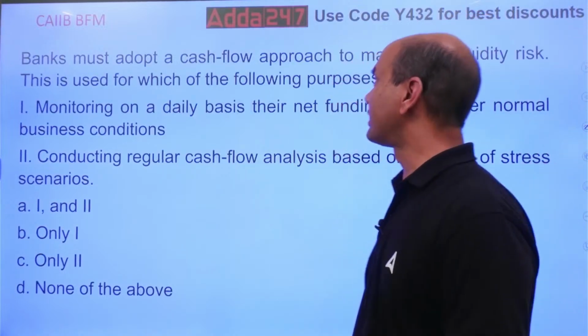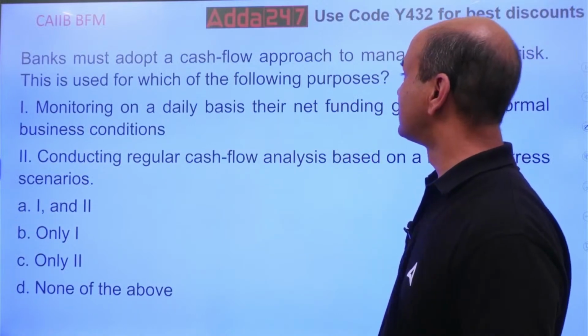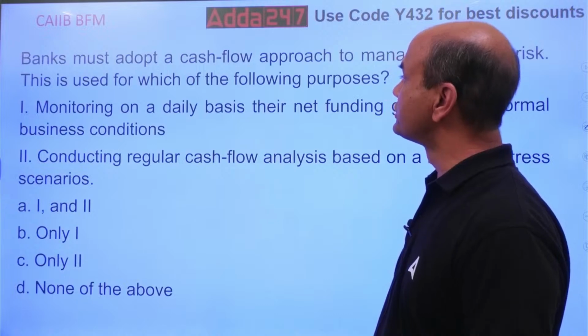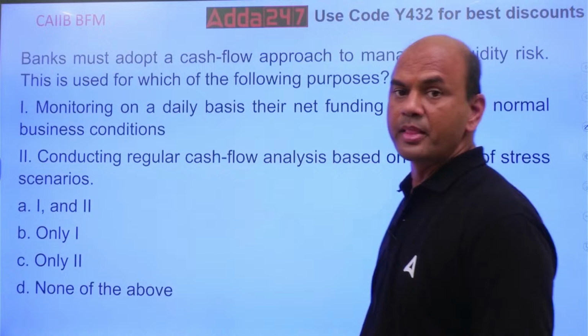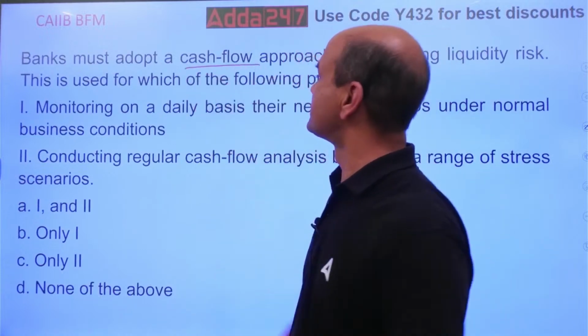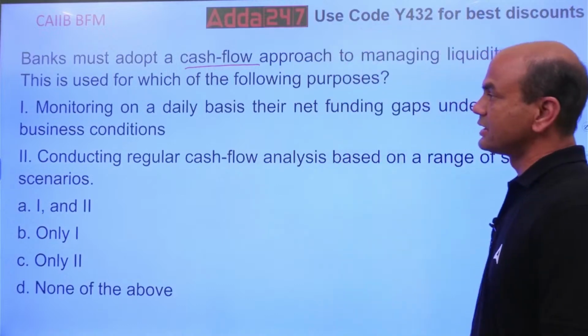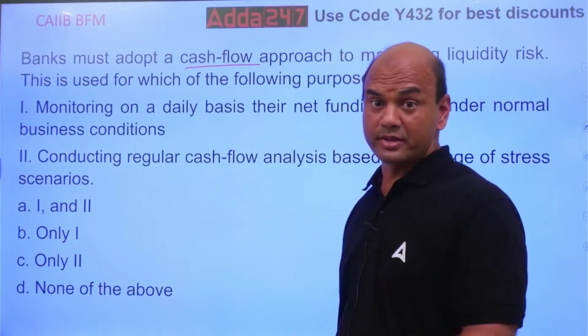Banks must adopt a cash flow approach to managing liquidity risk. This is used for which of the following purposes? So banks must adopt the cash flow approach. What is the cash flow approach? For managing the liquidity risk. Important one, cash flow approach.